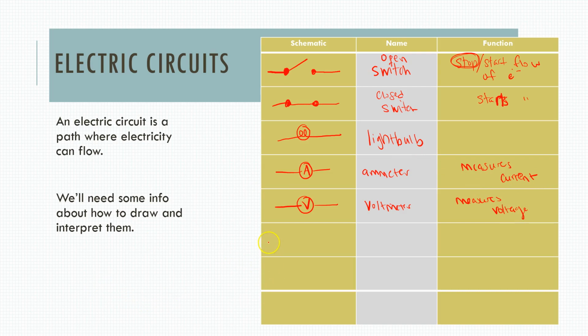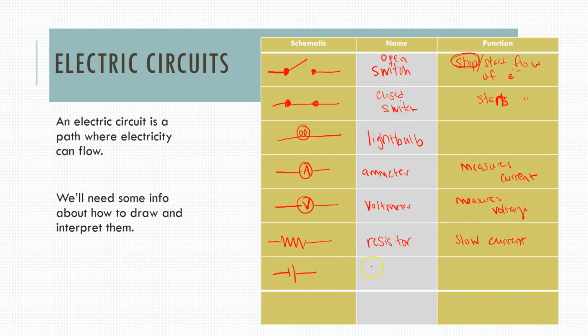Alright, a funny looking symbol that we have looks like this. Something to that effect. Looks like a zigzag. That is a resistor. And what resistors do is they slow the current. They create resistance and they make it just simply slow it down. Okay. You'll also see this symbol.